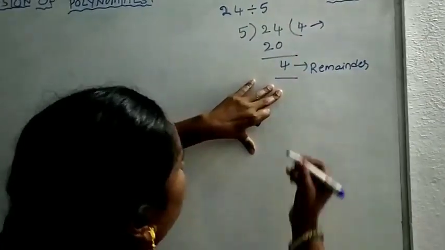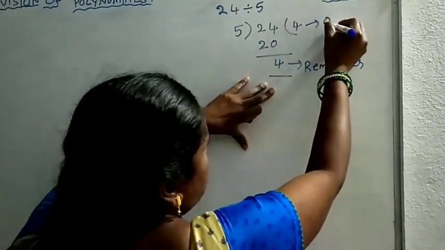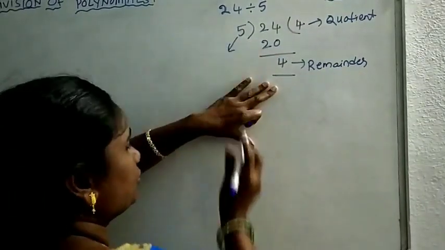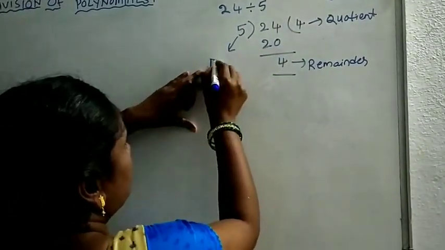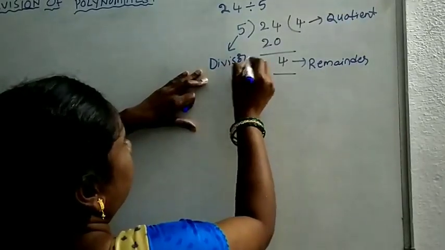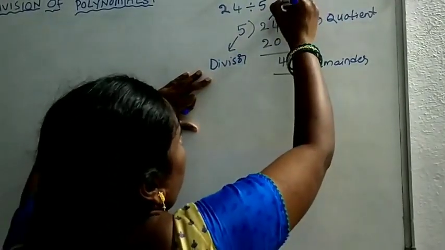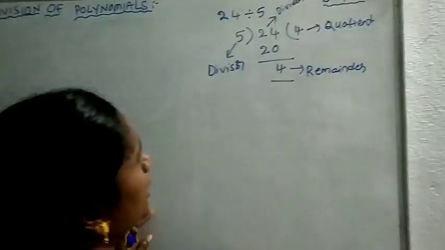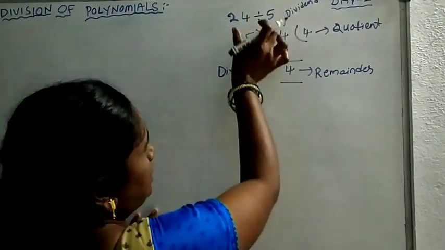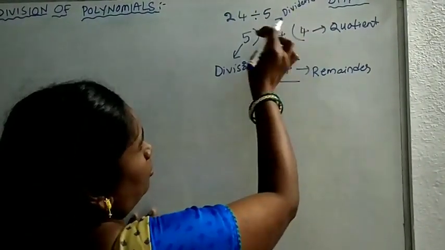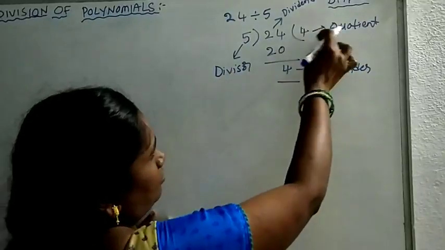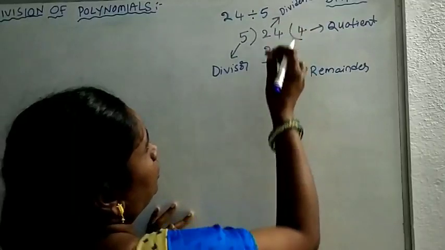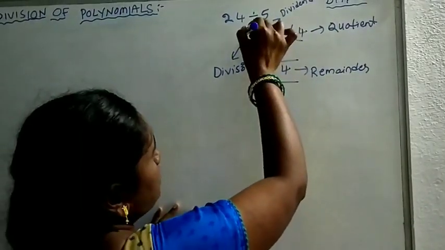And this 4 is, what is this? This is quotient. And what is the 5 called? It is a divisor. And what is 24? 24 is a dividend. Okay children. Is there any relation for this division? 24, here 5 is the divisor, 4 is the quotient and again 4 is the remainder. You recall one thing, children?